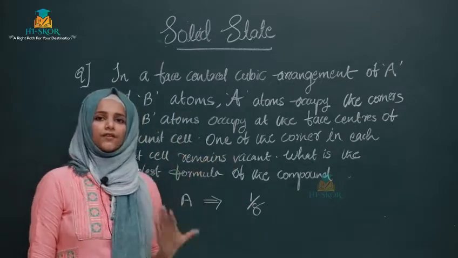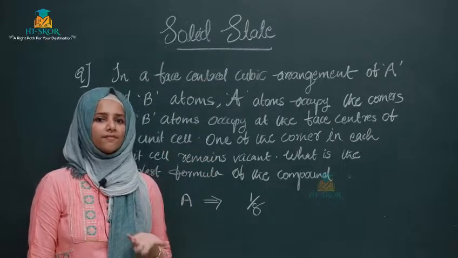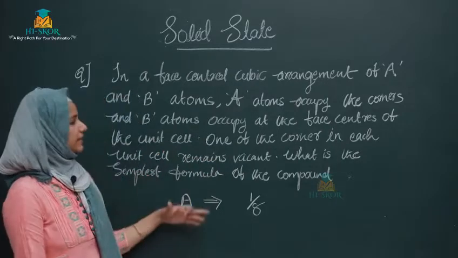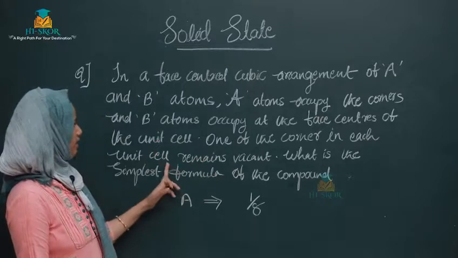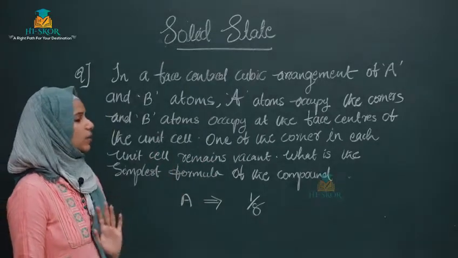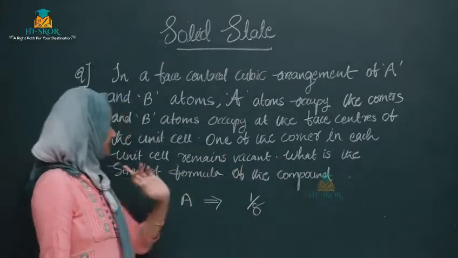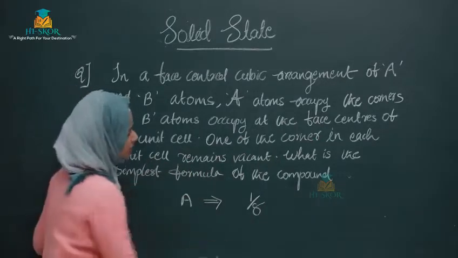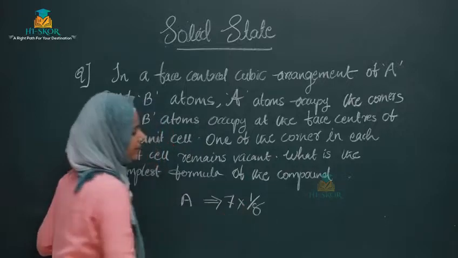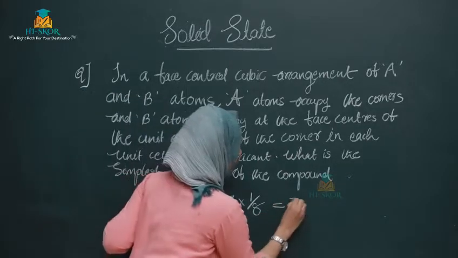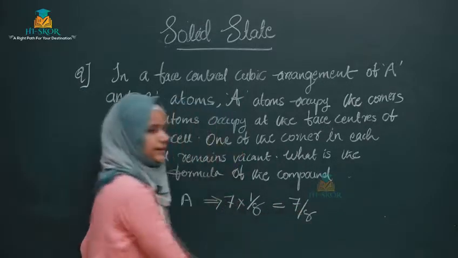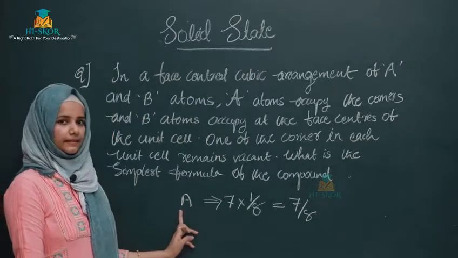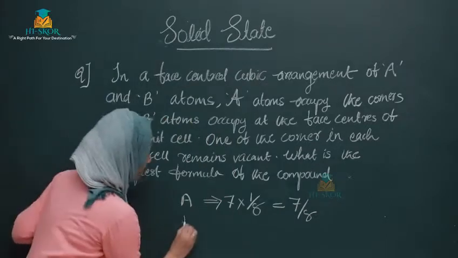Here, generally for a cube, how many corners do we have? 8 corners. But in this particular question they told us that we have only 7 corners. That means one of the corners in each unit cell remains vacant, so we have only 7 corners. So how will you write 7 into 1 by 8? That is equal to 7 by 8 particles. A is 7 by 8. What about B?